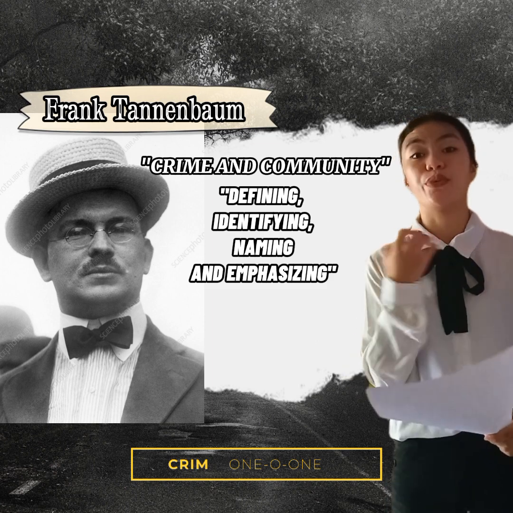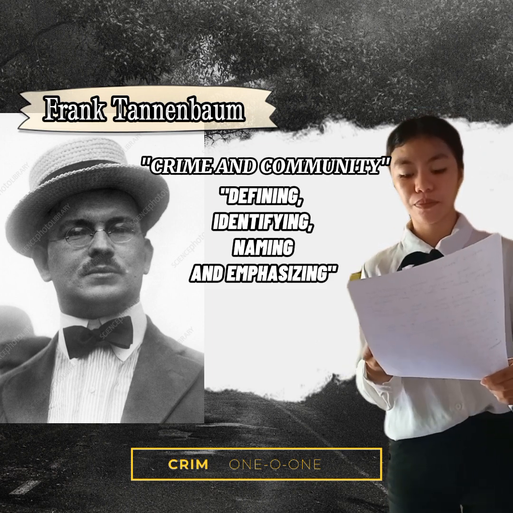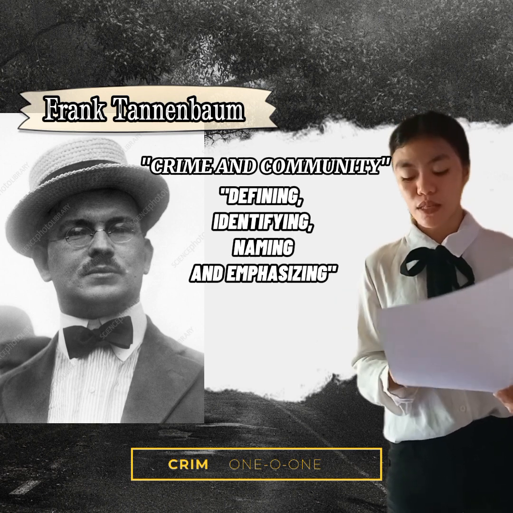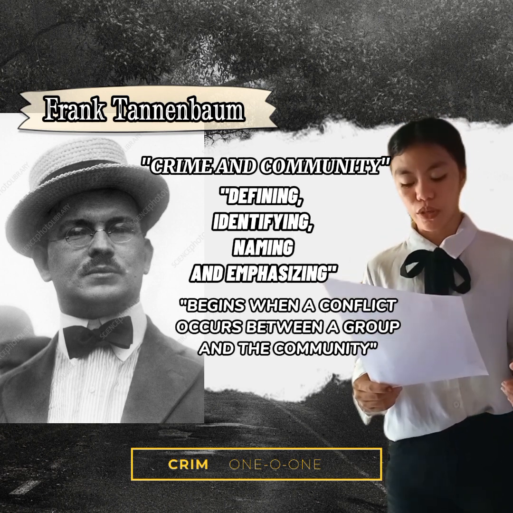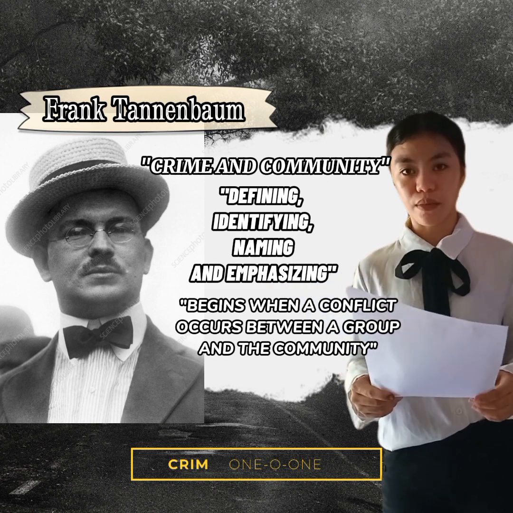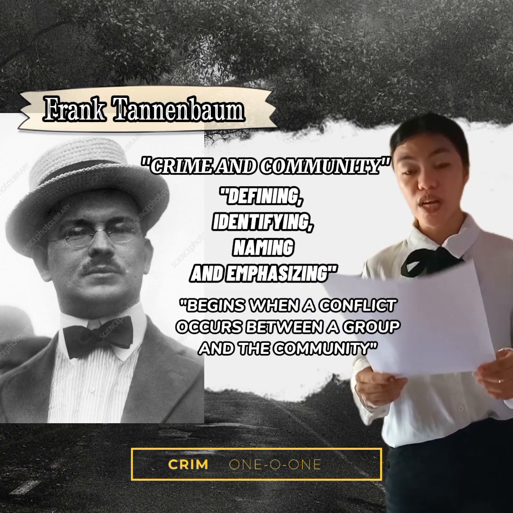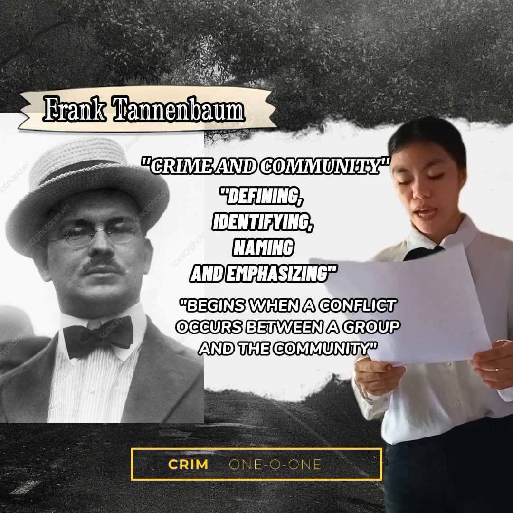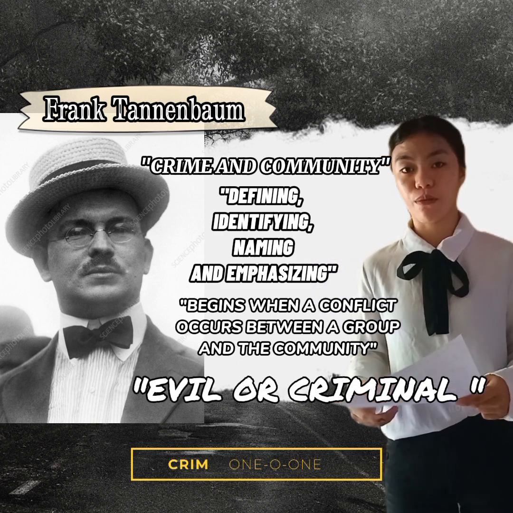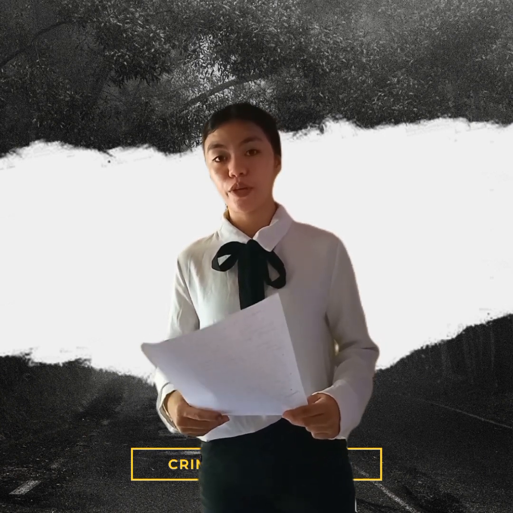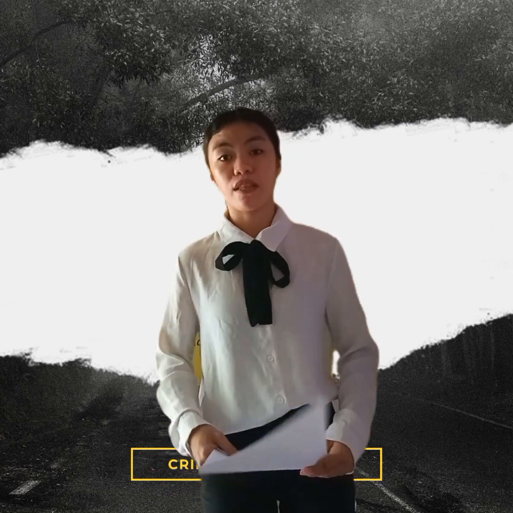According to Frank Tannenbaum, the labeling process begins when a conflict occurs between the group and the community that results in a maladjusted act being defined as evil or criminal. As I have said, labeling theory is based on how a community or group of people react. It is based on the reaction of people to you, to people, to groups, and even to the culture.